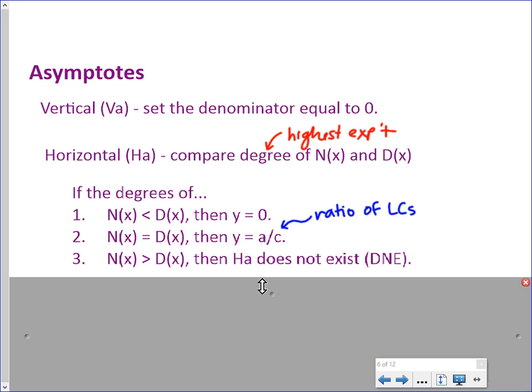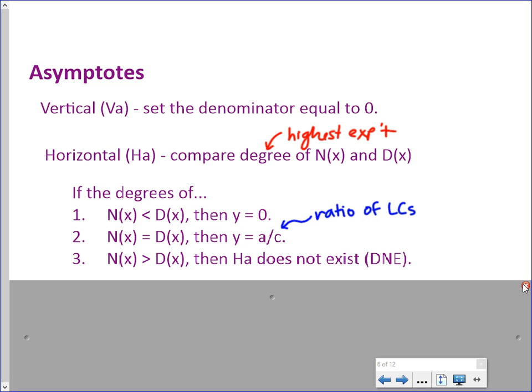And finally, if the degree of the numerator is greater than the degree of the denominator, there will be no horizontal asymptote. It does not exist. I use the abbreviation DNE. You can say none or DNE, doesn't exist, whatever you want. Just don't put 0. That's confusing. Now, today we're going to be focused on number 1 and number 2. What if it's less than, what if it's equal? Tomorrow, we're going to do an additional set of notes for a special case of number 3.